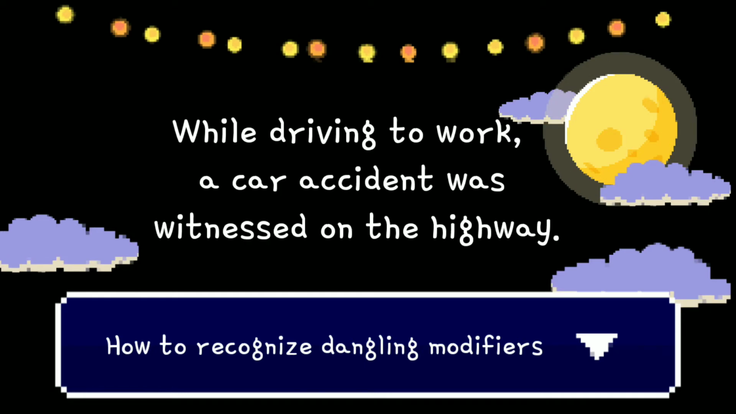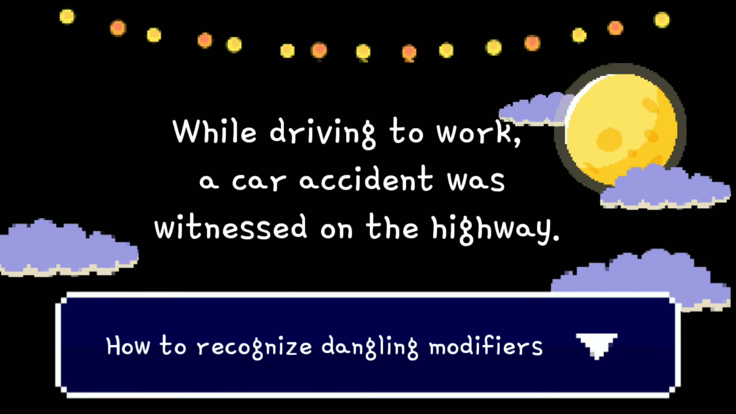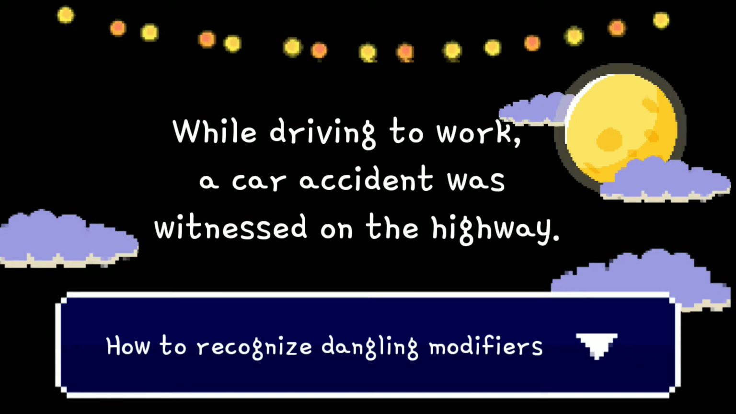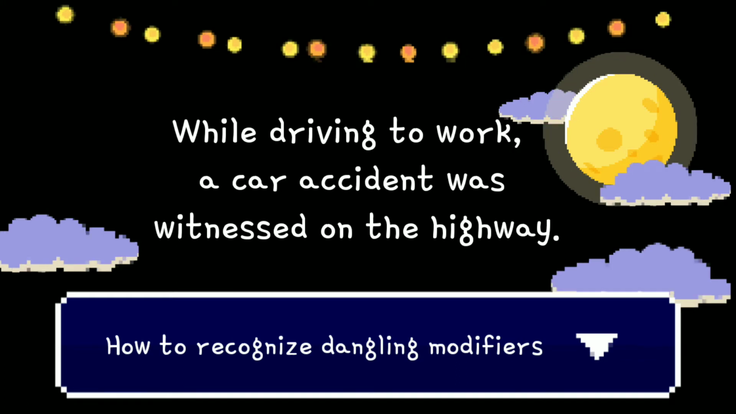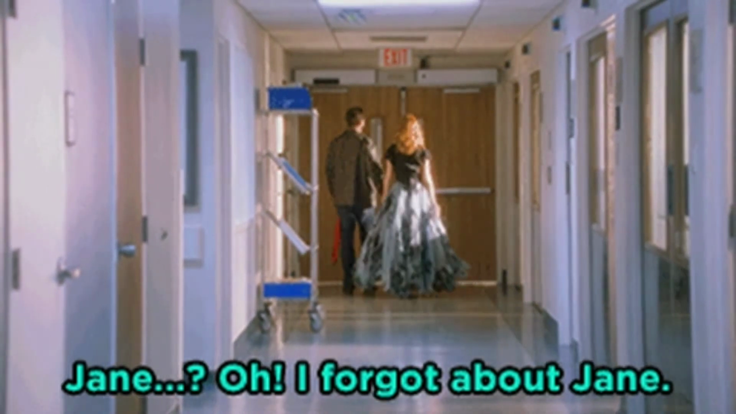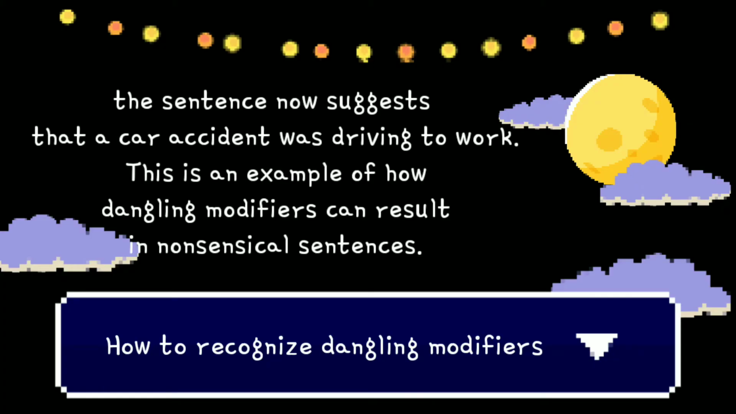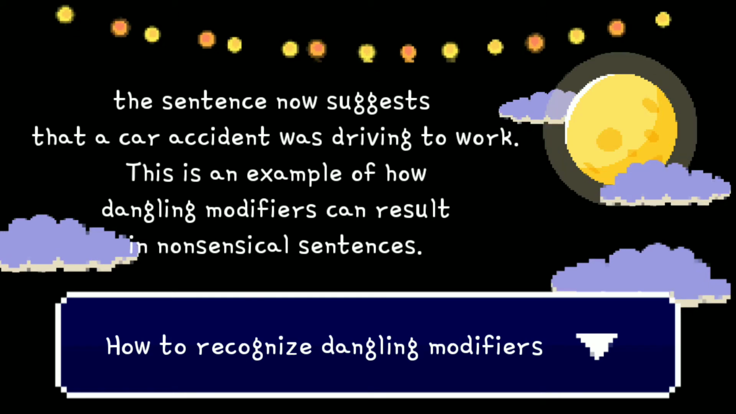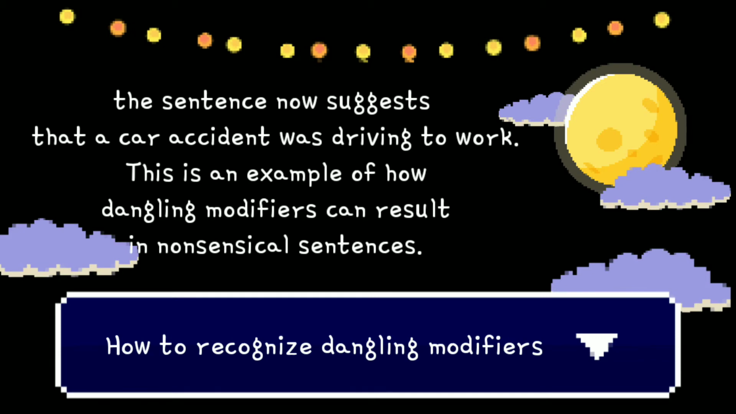Example: while driving to work, a car accident was witnessed on the highway. In this sentence, the intended target of the modifier, Jane, is missing. Because "car accident" appears where the subject should be, the sentence now suggests that a car accident was driving to work. This is an example of how dangling modifiers can result in nonsensical sentences.